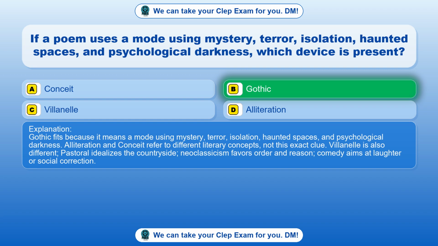Alliteration and conceit refer to different literary concepts, not this exact clue. Villanelle is also different. Pastoral idealizes the countryside. Neoclassicism favors order and reason. Comedy aims at laughter or social correction.